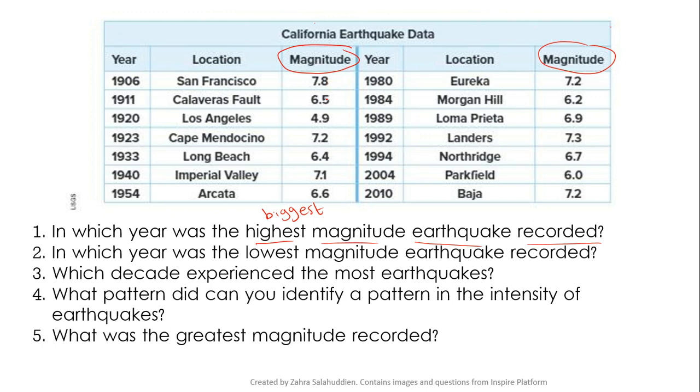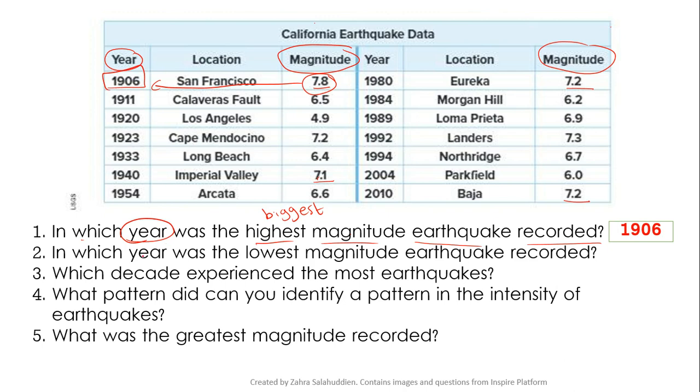When we look at our numbers, I go down it quickly and I can see the numbers in 7 are the greatest. There's 7.8, 7.1, 7.2, 7.2. The greatest is 7.8. But they did not ask me just for the greatest. They said in which year was the greatest magnitude. So now I need to go across to my year, and my answer is 1906.